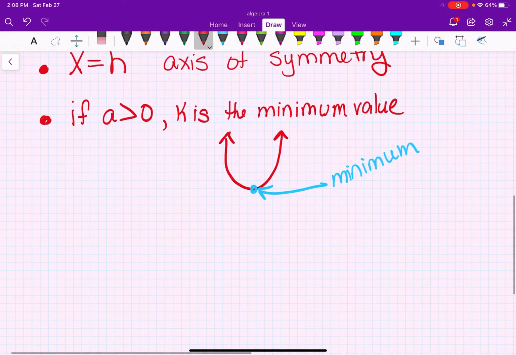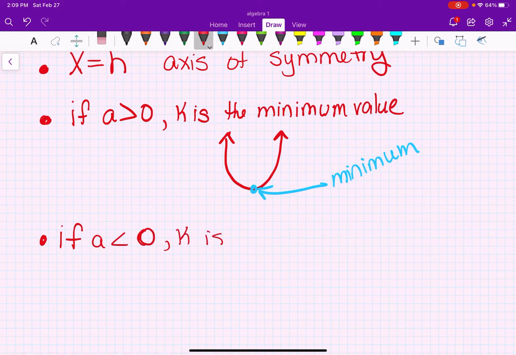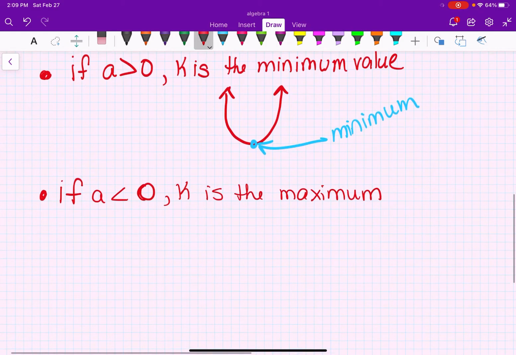Okay, the other one, if a is negative. Oh, sorry, I went backwards. If a is less than 0, then your k is going to be the maximum. And it opens down. Our parabola opens down, or it's a frowny face.